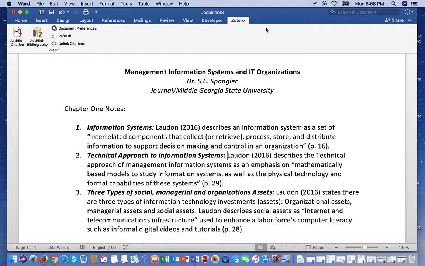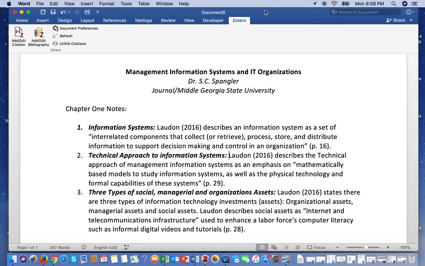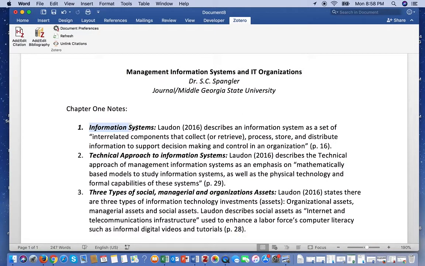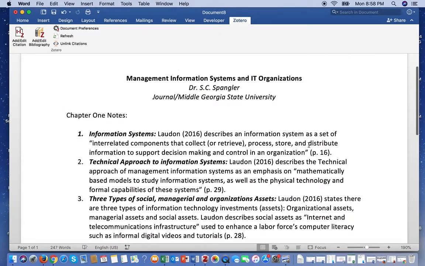When you're reading over a lot of these chapters, I really want you to just think about the keywords, like information systems, or I picked out a couple. Here was a technical approach to information systems. Three types of management. They said social, managerial, organization, assets. So when you're thinking about this, I want you to make it for yourself so that you can reuse this information in papers you're going to write the rest of your career here at the university, and of course in your capstone, and hopefully in your master's program when you start that. You can keep continuing this on.